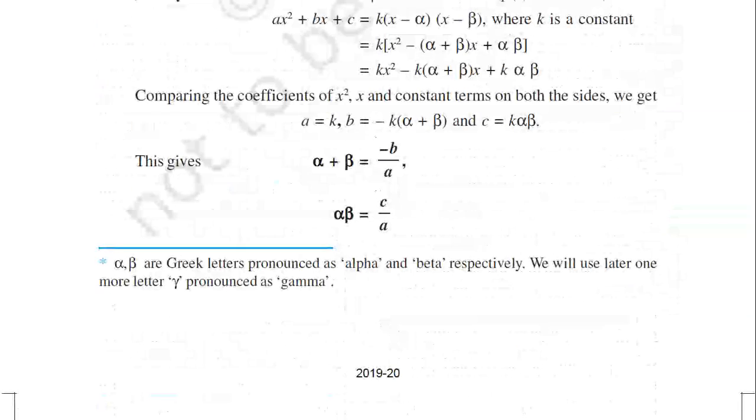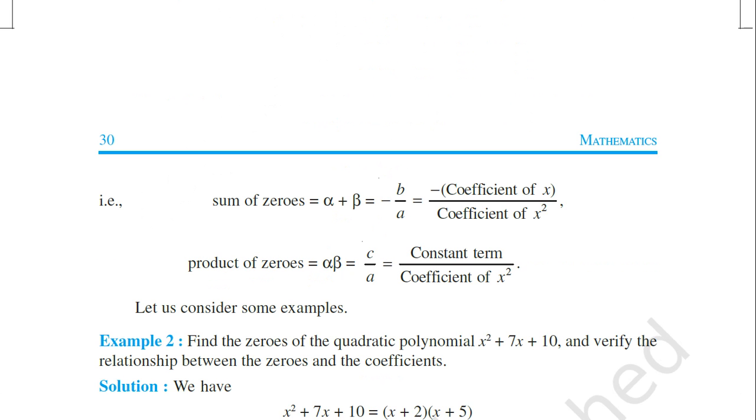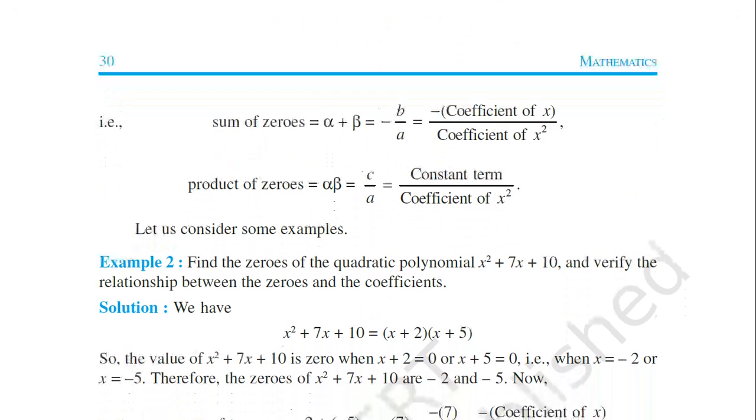Alpha plus beta is equal to minus b by a. And alpha into beta is equal to c by a. And this is again an important thing.